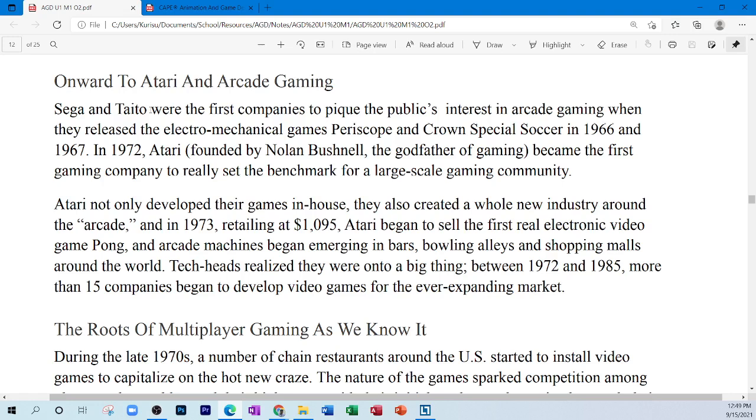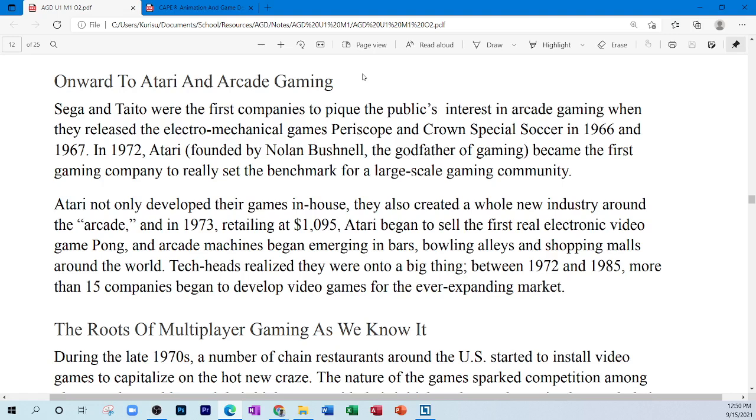Sega and Kyoto were the first companies to pique the public's interest in arcade gaming when they released the electromechanical games Periscope and Crown Special Soccer in 1966 and 1967. In 1972, Atari, founded by Nolan Bushnell, the godfather of gaming, became the first gaming company to really set the benchmark for a large-scale gaming community. Atari not only developed their games in-house, they also created a whole new industry around the arcade. And in 1973, retailing at $1,095, Atari began to sell the first real electronic video game, Pong, and arcade machines began emerging in bars, bowling alleys, and shopping malls around the world.